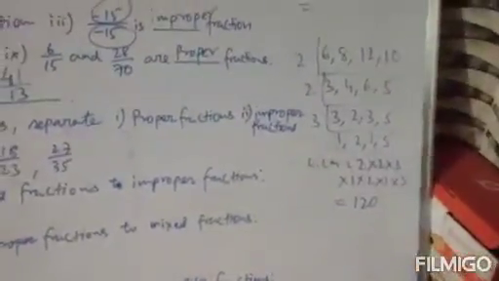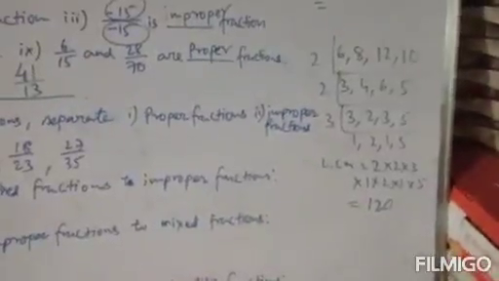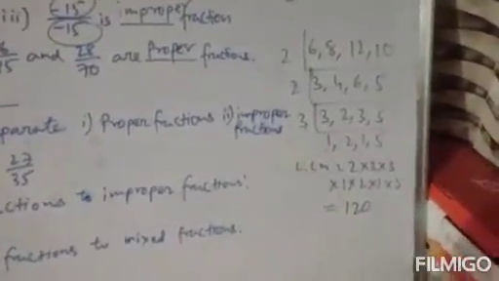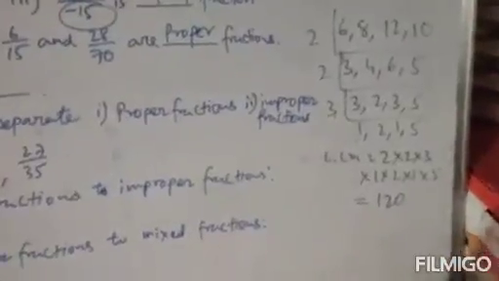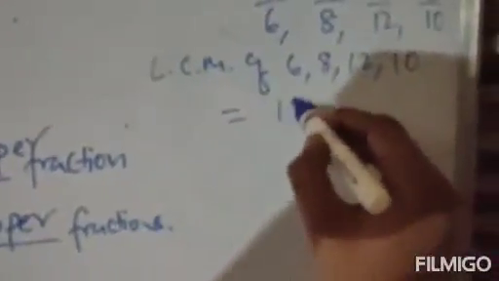2 2s are 4, 4 3s are 12, 12 2s are 24, 24 5s are 120. So your LCM was 120. Clear? Now just write here that LCM is 120.